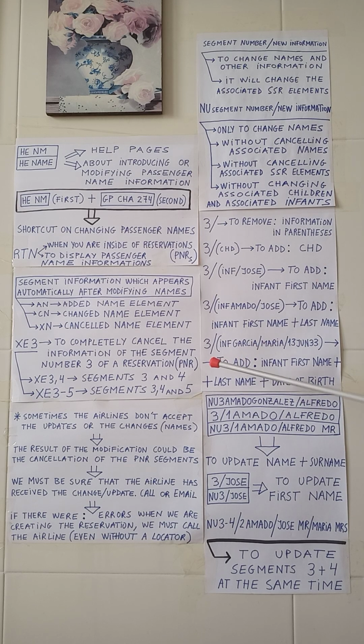And finally, 3/ we open the parentheses, INF Garcia/Maria/13 JUN 33, allows adding the baby indicator code, the baby's last name, Garcia, the baby's first name, Maria, and the baby's date of birth, which in this case is June 13 of 2033. Let's go to the last page.